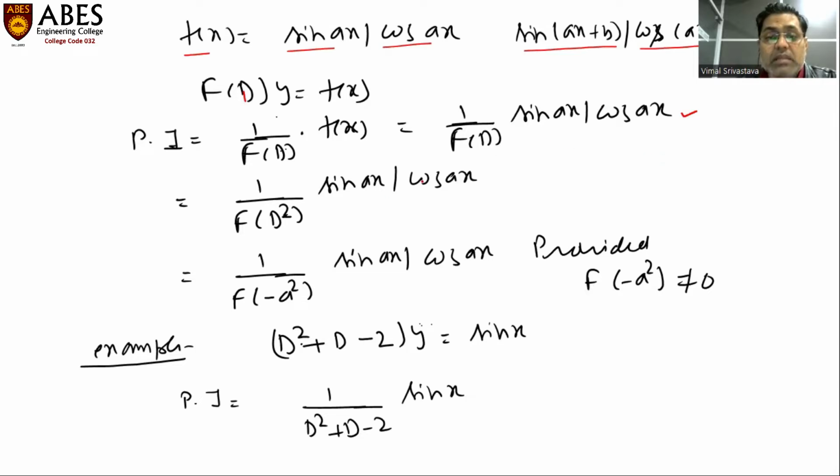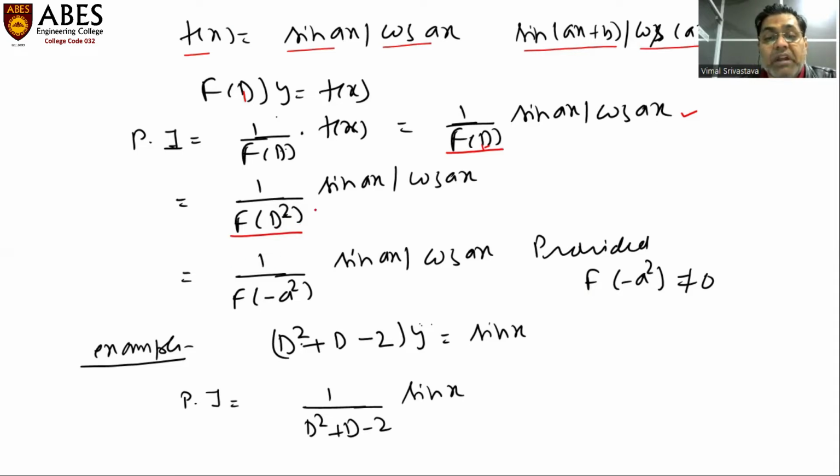This can be written as 1 upon F(D square) sin ax or cos ax. So the question arises, why are we considering F(D square) in place of F(D)? The reason is that once we are going to find PI in case of sine or cos, we are only focusing on the terms in D square. That means in F(D), the terms which are of second degree. That is why we are putting F(D square). That is, we are only concentrating on the term of degree 2 in D.